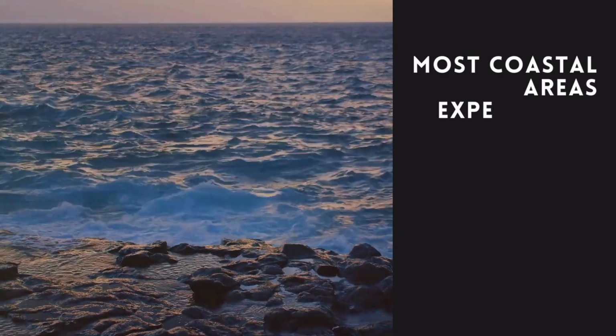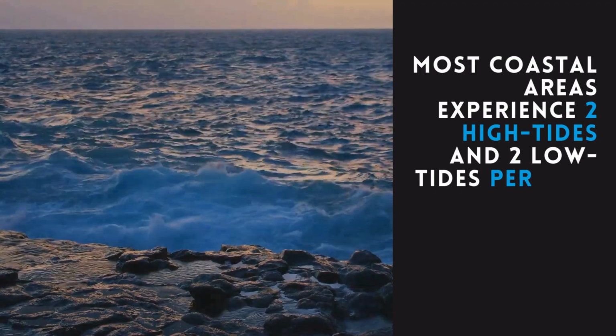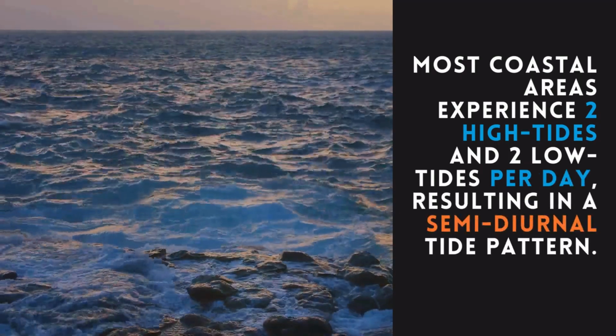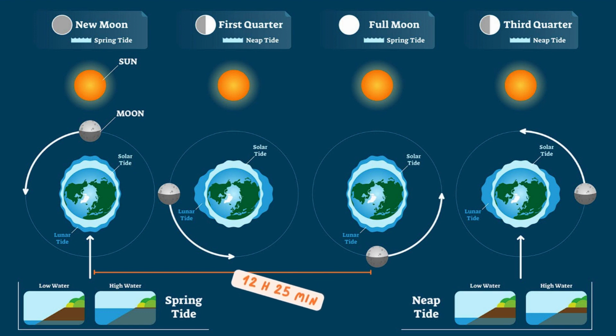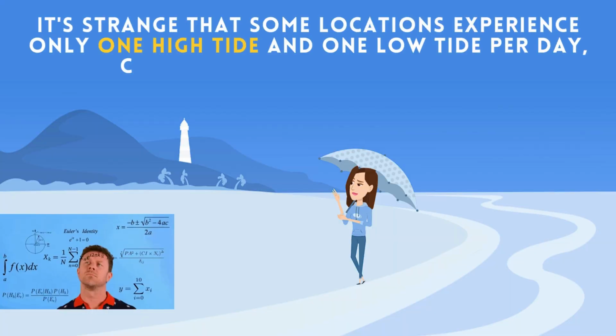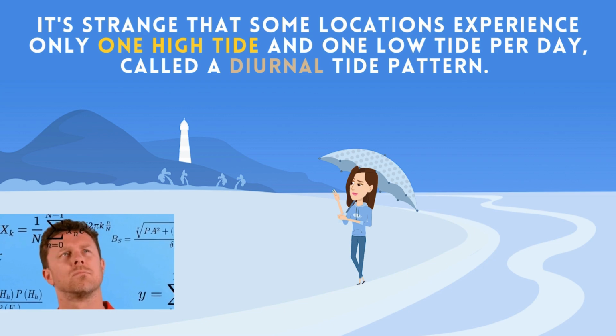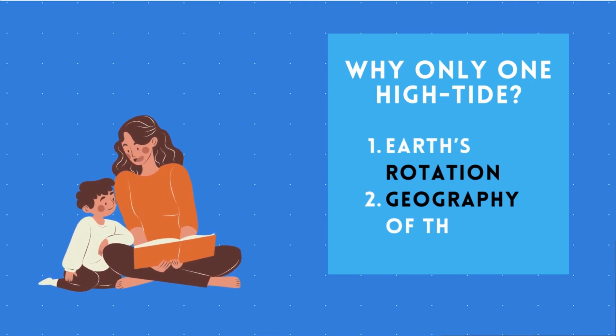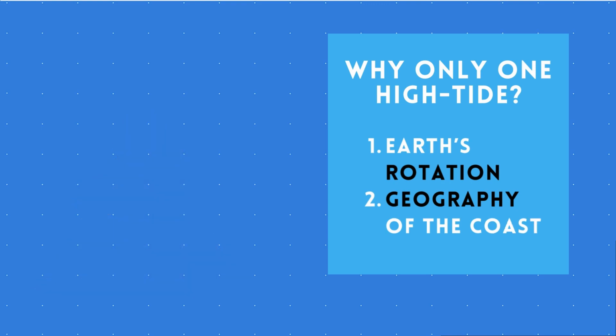Most coastal areas experience 2 high tides and 2 low tides per day, resulting in a semi-diurnal tide pattern. This is because the moon moves to a diametrically opposite position in about 12 hours and 25 minutes. It's strange that some locations experience only 1 high tide and 1 low tide per day, called a diurnal tide pattern. The reason for this lies in the Earth's rotation and the geography of the landmass.